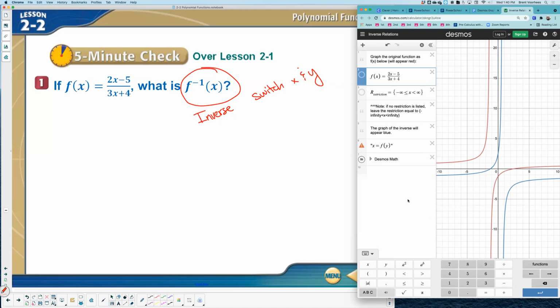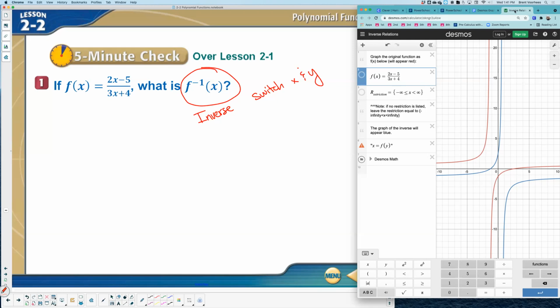Great. Quite a few. I'm going to continue reading instructions, giving the rest of you a few more moments. The direction says if there's no restriction, leave that restriction as is. We don't have a restriction here. It says nothing about restriction. So I'm going to move on. And it says the graph of the inverse will appear in blue. The reason you see 2 graphs is my graph is already calculating the inverse for us.